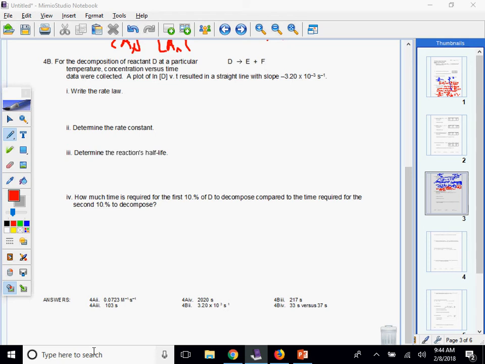Here we go. Okay, question zero order. Isn't it a zero order reaction? No. All right, ready. So, for the decomposition of reactant D at a particular temperature versus time, it was collected. So we have a negative K equals first order.